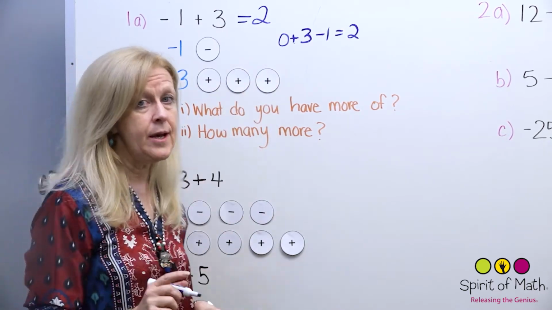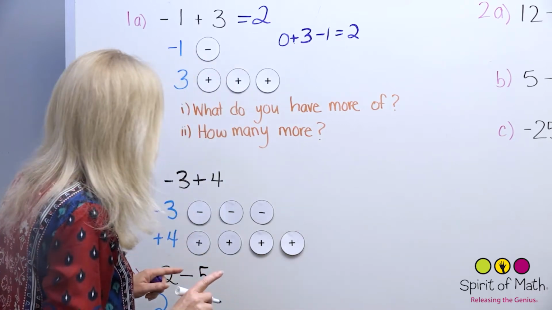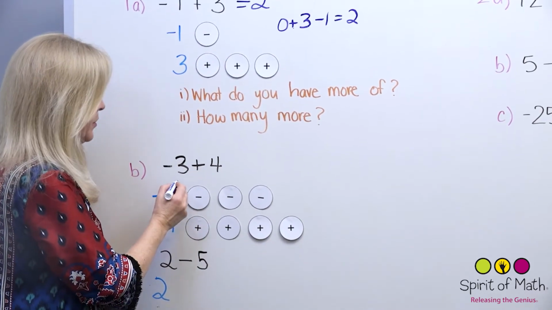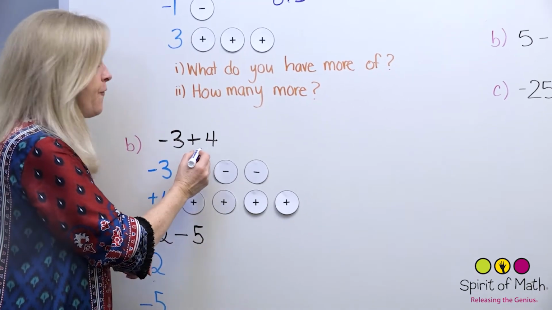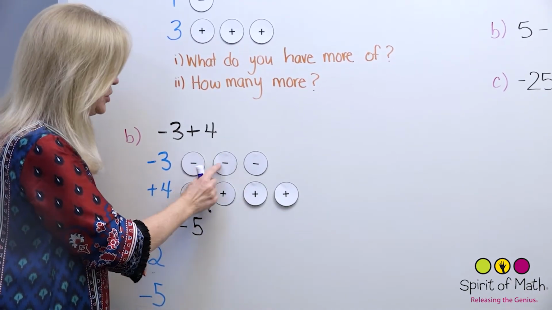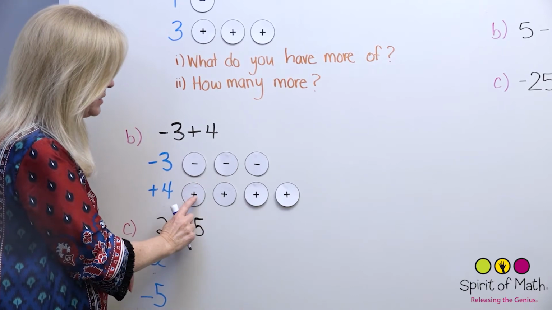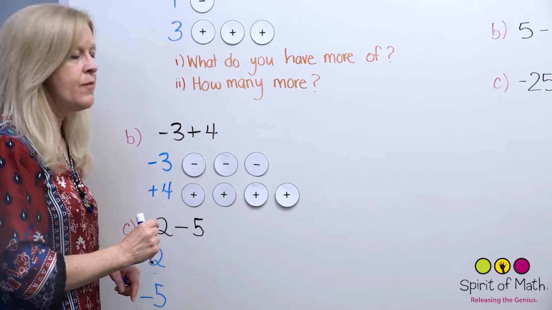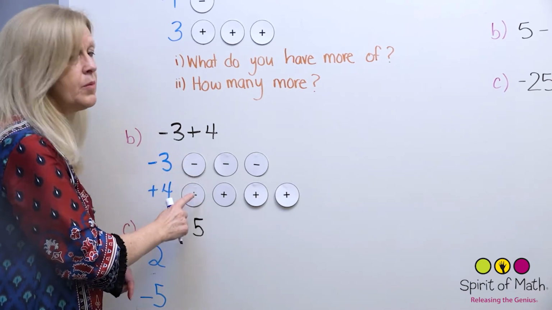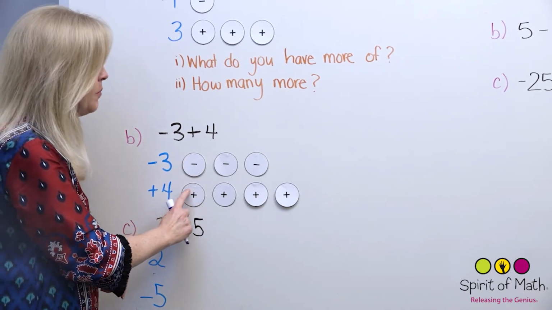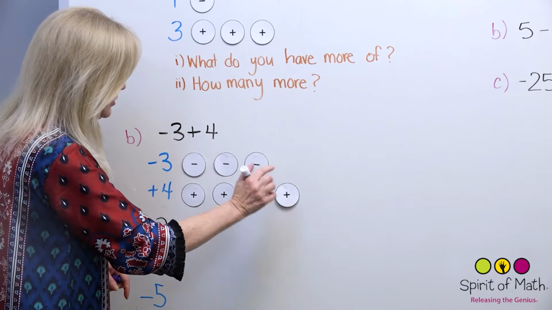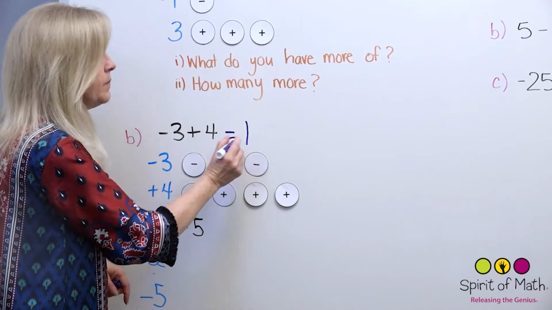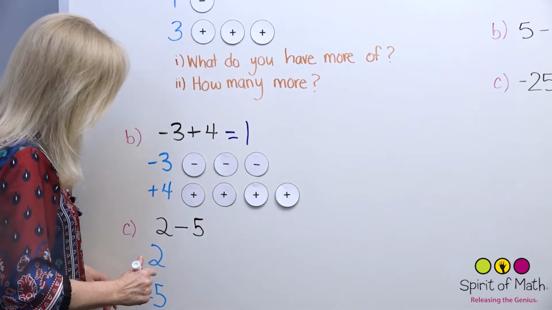Okay? Now, let's get to another one. Here's another one, and we just think the same way. I've got 3 negatives and 4 positives. So 1, 2, 3 negatives and 4 positives, 1, 2, 3, 4. Do you have more negatives or more positives? I've got more positives, so the answer is going to be positive. How many more? 1.